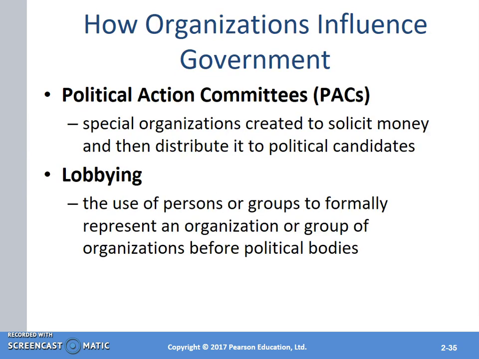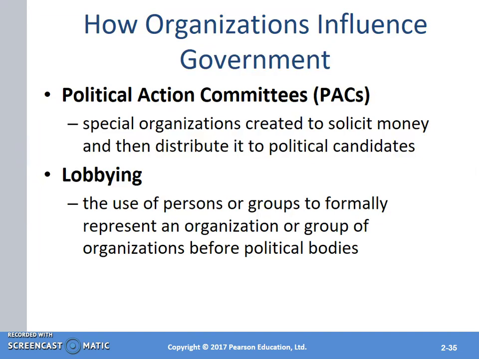Okay, and then the government also has the political action committee, a special organization created to solicit money and then distribute it to political candidates. Some of the government programs get contributions from businesses, from profit-oriented companies, and then they give the money through the political candidates. So it means that political candidates become the representatives to send out the money.